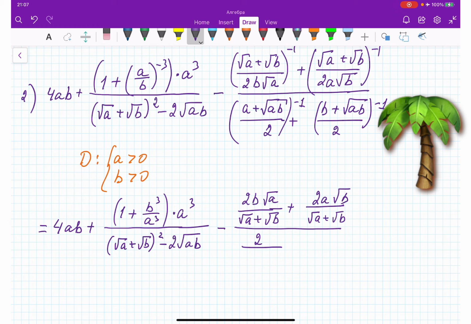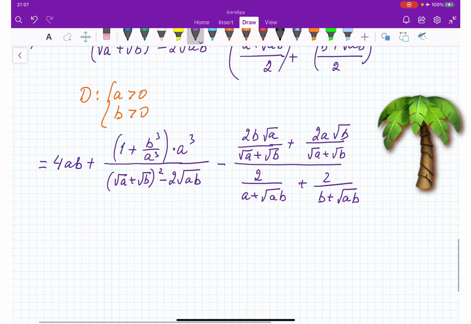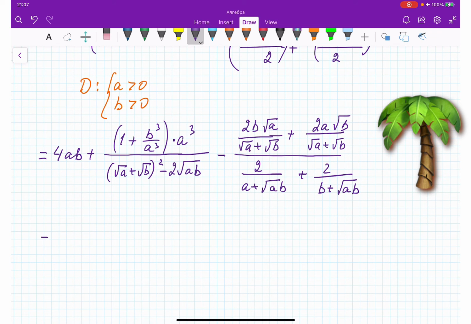So it's going to be 2 over a plus square root ab, and plus 2 over b plus square root ab. Okay, next from here we have 4ab plus, I'm going to simplify this fraction here.